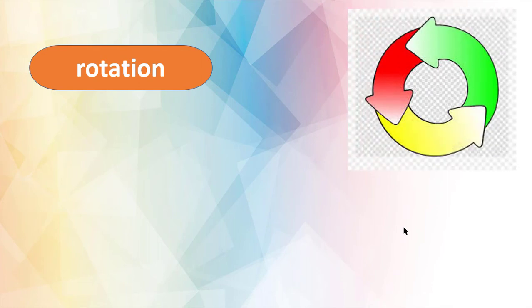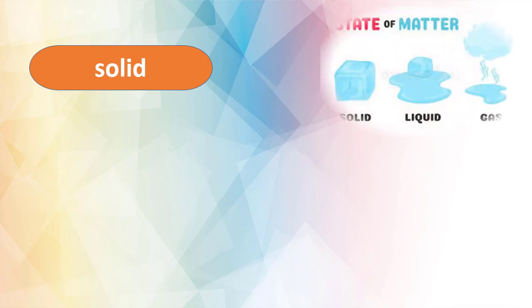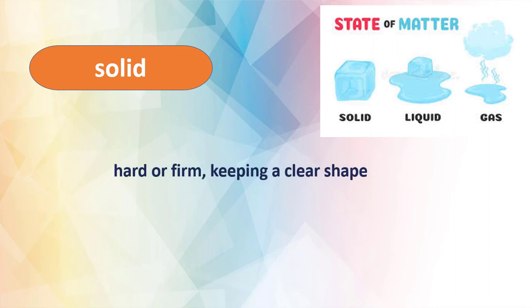Rotation. Rotation, as you can see from the picture, means turning with a circular motion around a central point. Our last word is the word solid. As you can see from the picture here, we have these three states of matter: solid, liquid, and gas. Solid means hard or firm, keeping a clear shape.